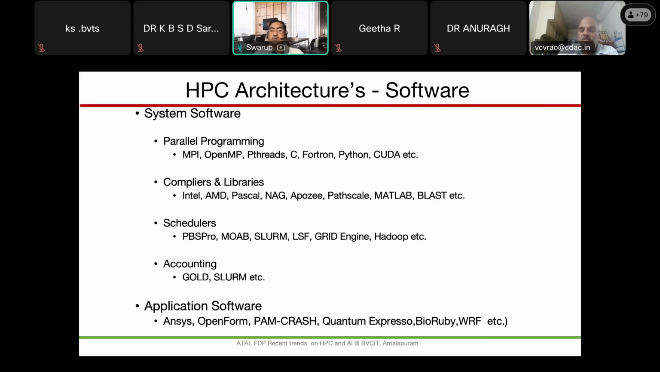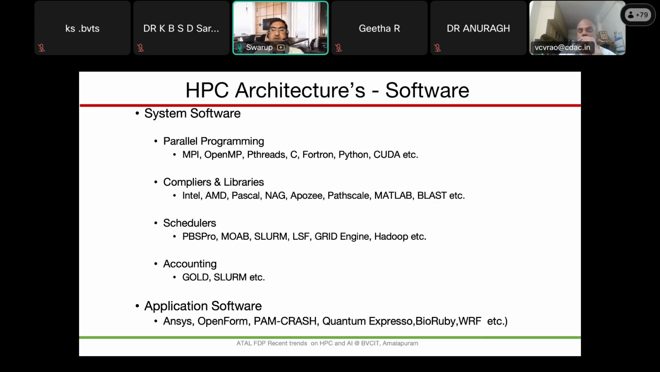When it comes to schedulers, there are PBS Pro, Moab, which is a commercial counterpart of the open source Torque, and Slurm, and then you have LSF, Grid Engine, Hadoop. These are some of the schedulers where I can schedule my job. For accounting, you have Gold, Slurm, and some other external software you can integrate with the schedulers. And application software is any software used for solving a problem, like ANSYS, OpenFOAM, PAM-Crash, Quantum Espresso, BioRuby, and WRF, which is Weather Research and Forecasting.